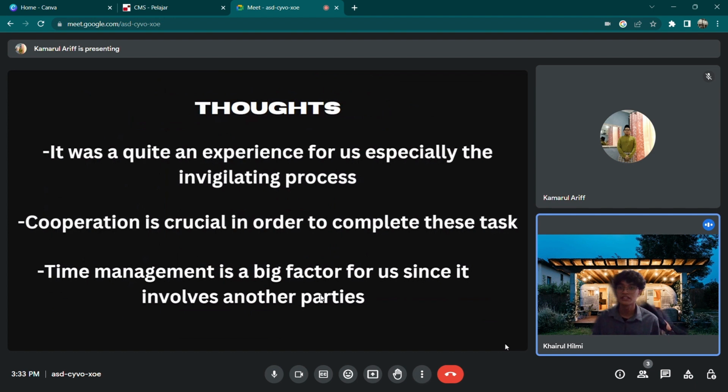Okay, so for our thoughts, it was quite an experience for us, especially the invigilating process, since this is our first time to create our own questions and let the students answer them. For the next thought, I always think that teamwork is important. Cooperation is crucial in order to complete this task, not only among the group members but with the other groups, since we need to consult with each other. And the third one is time management, since it's a big factor for us and it involves other parties. Everyone got their own parts, so we need to work together in order to complete the task by the time given. Next.